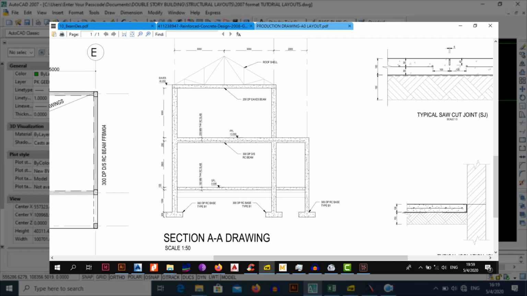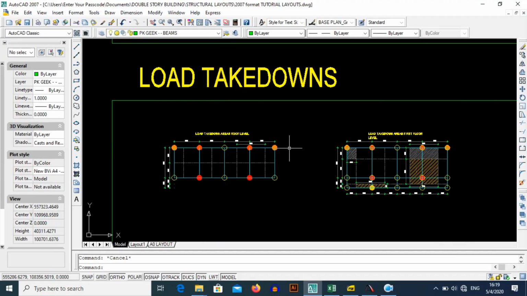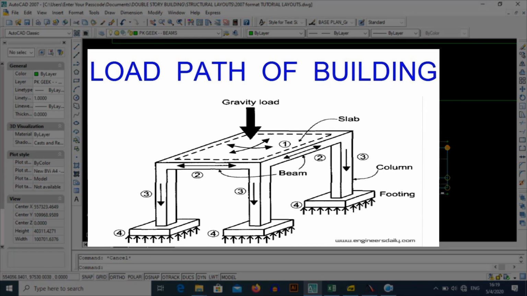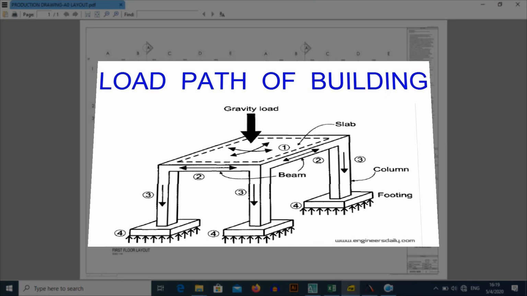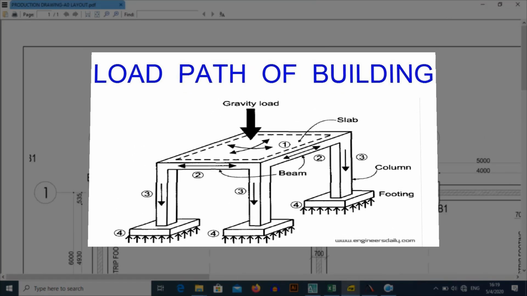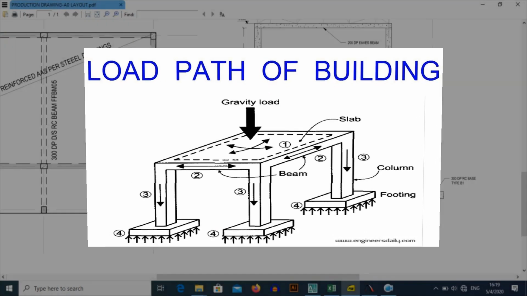This is what happens when we're calculating loads. We start from the top, but when we're analyzing and designing, we start from the bottom. Before we begin, you need to understand the load transfer, the basic load transfer that happens in frame structures or buildings in general. How do loads interact or work when they're in buildings?